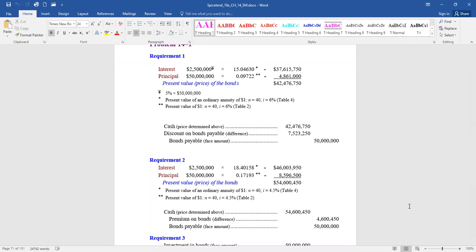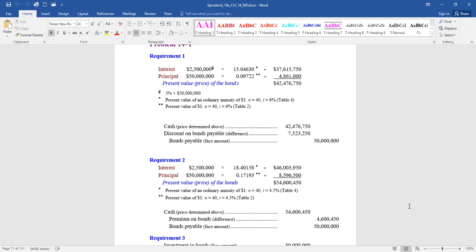We debit cash for the full selling amount. We credit bonds payable only for the principal. The difference is credited to an adjunct account, premium on bonds, and that balance is added to the bonds payable account to determine its carrying value.